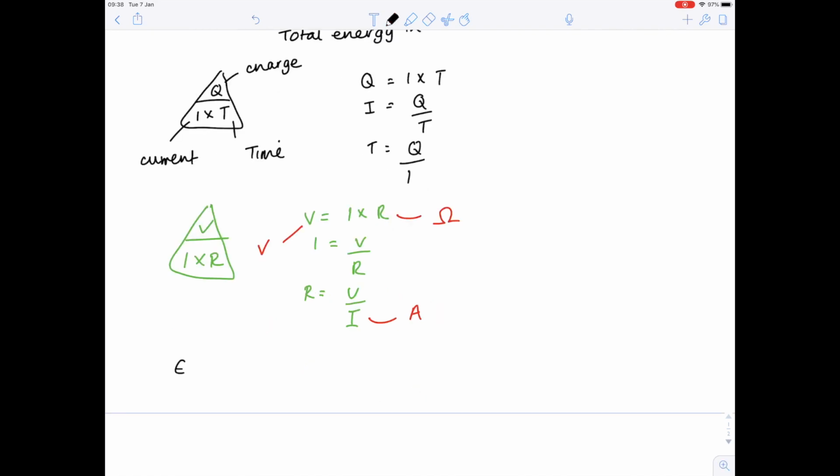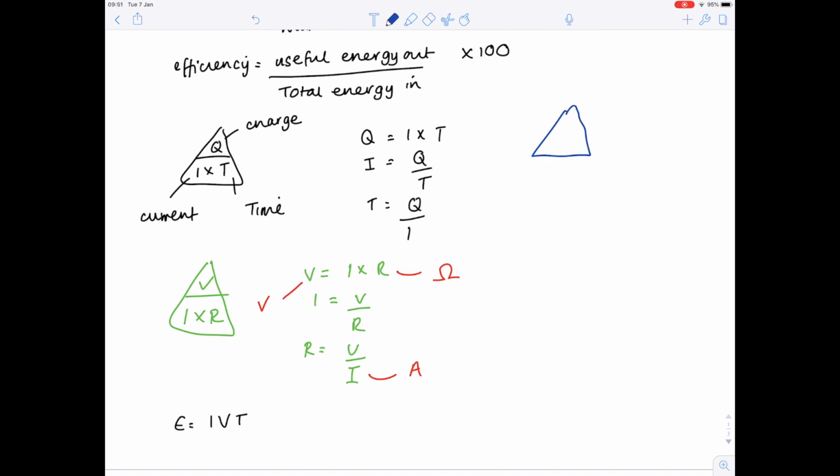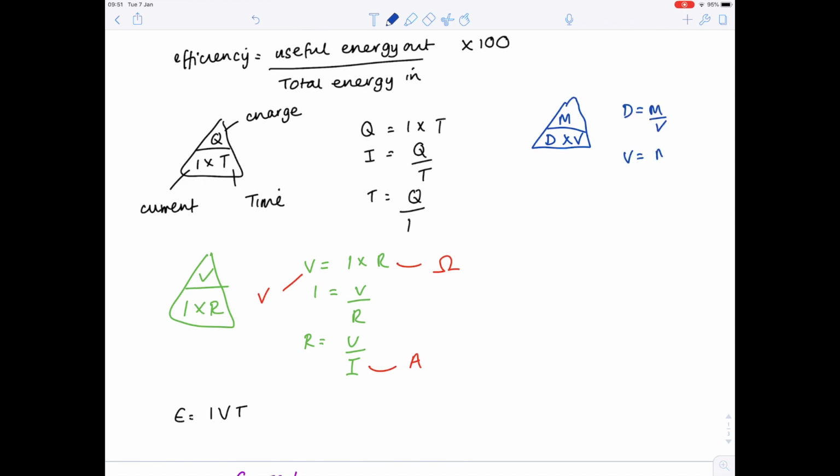How about energy transferred? How would we calculate that? Well, it's energy transferred equals current times voltage times time. Don't forget the equation linking density, mass and volume. Drunk men vomit, so we can see here that density equals mass divided by volume. Volume is mass divided by density, and mass is density times volume.